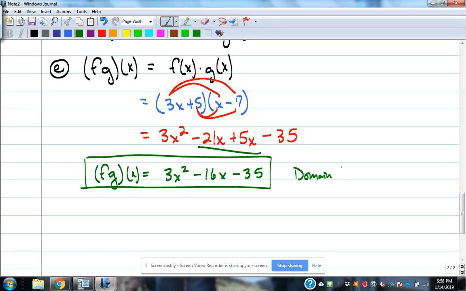Domain. Again, no red flags to speak of. So it's again all real numbers. Negative infinity, positive infinity. Because there were no red flags to deal with.